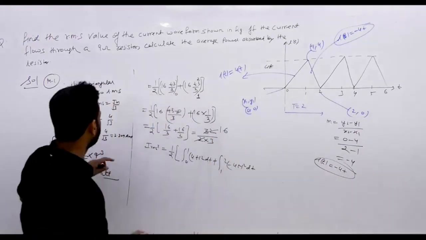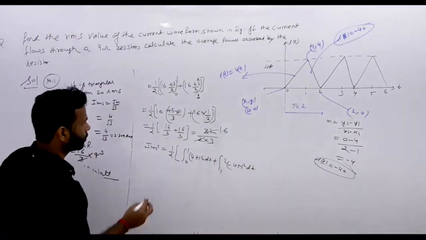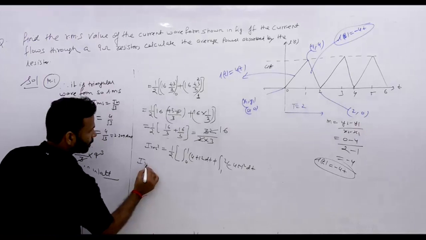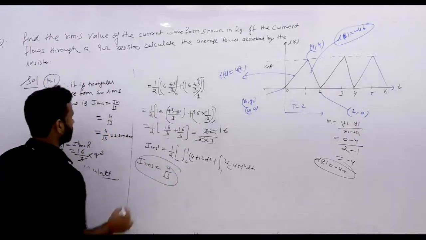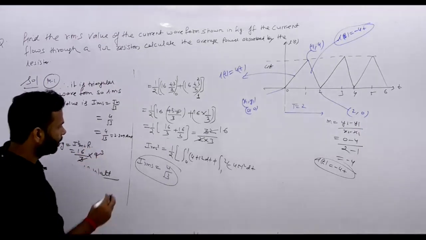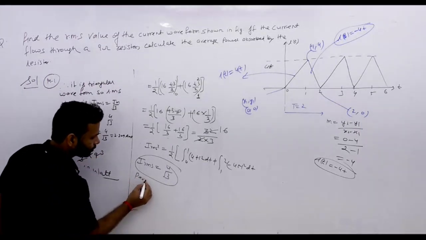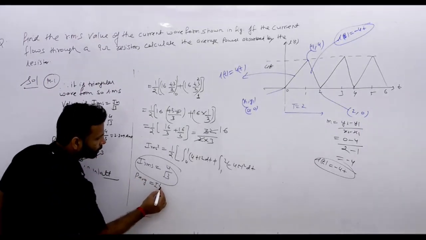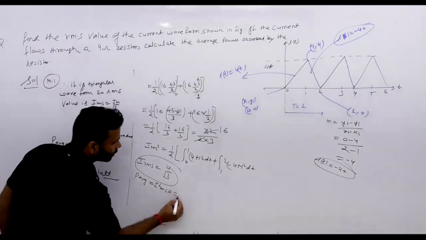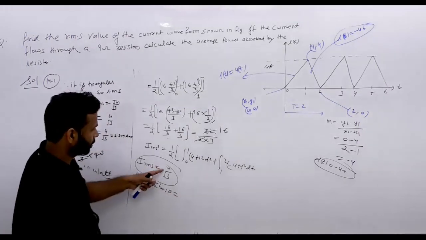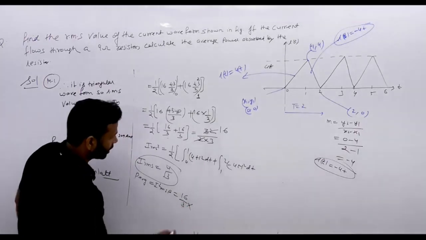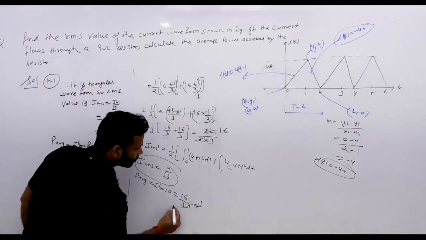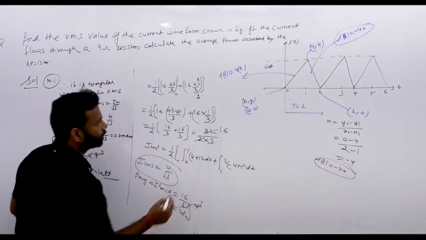Okay, now what we have is I square RMS. So I square RMS is this. So I RMS is 4 upon root 3. I think we are getting the same answer. So P average is I square RMS into R. So it is 4 square, 16 upon 3. And how much is your resistance? 9. So it is 3. So it is 48. So this is your answer.